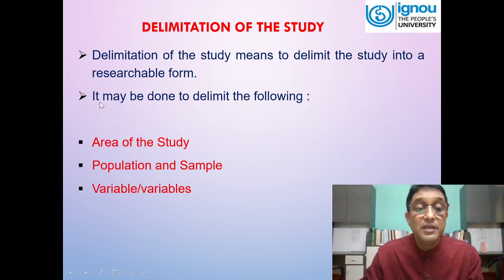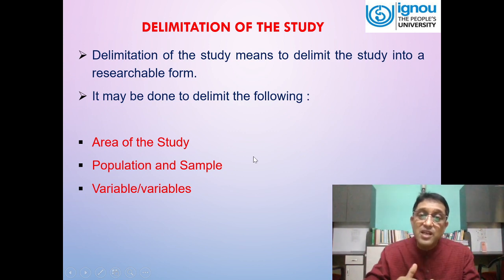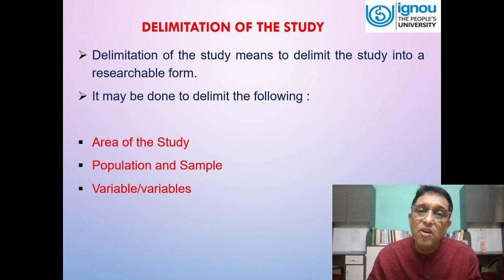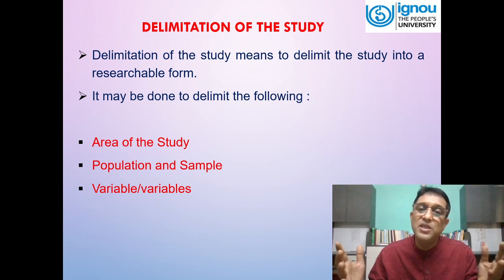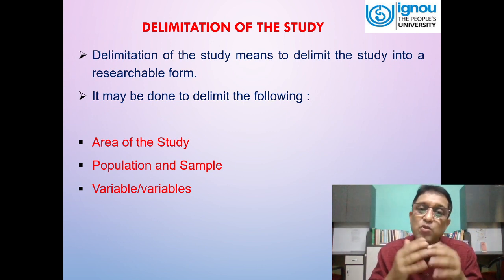It may be done to delimit the following. First is the area of the study. You can delimit the area from a large area to a specific, small area so that you can conduct your study. Then population and sample. If the population is huge, you can reduce it, you can bring a limitation to your population.